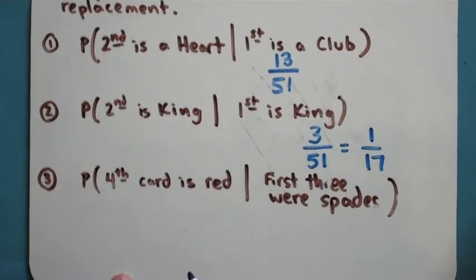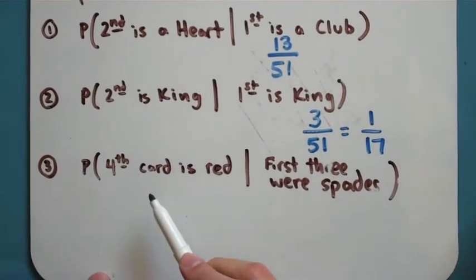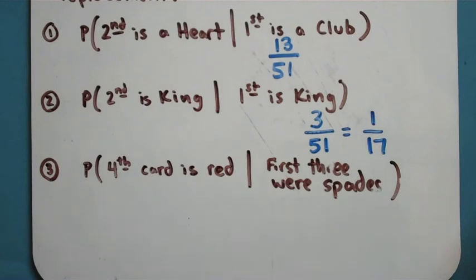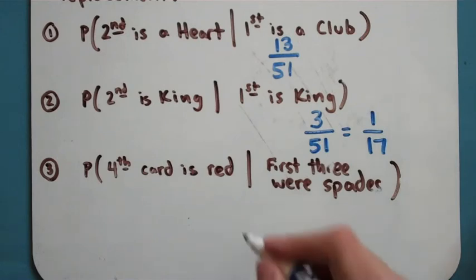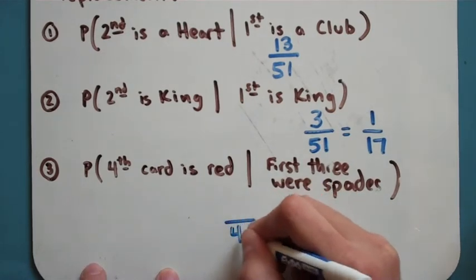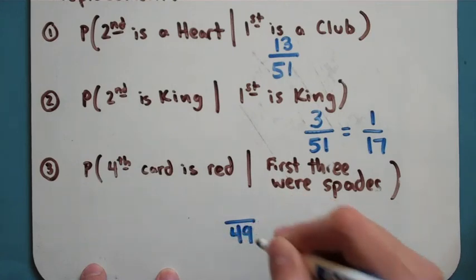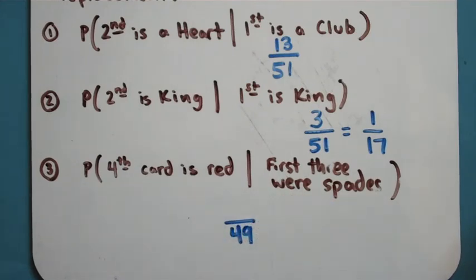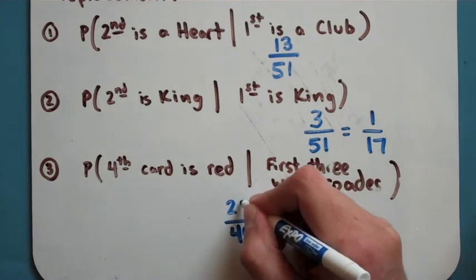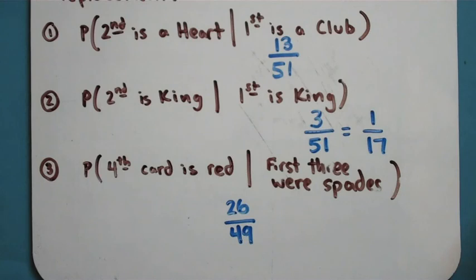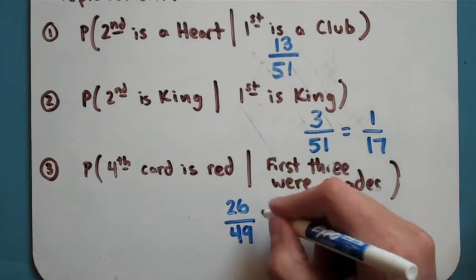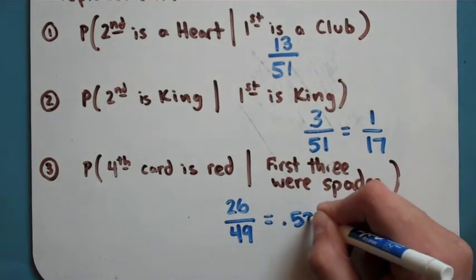And finally, for the last one here, we're looking for the probability the fourth card is red, given that the first 3 were all spades. So we're saying, you know what, this is already done with. We already got 3 spades. If we picked 3 cards, that means we're down to 49 more cards in the deck out of our 52. And spades are black cards, so if the first 3 were all black cards, there are still going to be 26 red cards left in the deck. So we have 26 out of 49, which does not reduce. You could turn it into a decimal if you like. It's 0.531, roughly.